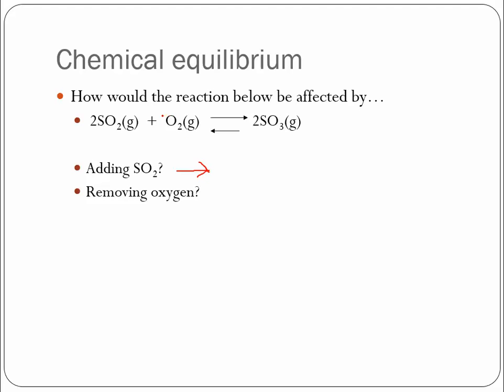Removing oxygen. If I remove oxygen, I need to make more oxygen. So the system's going to shift towards the side that I removed it from. That's going to cause a left shift. Adding SO3, if I have SO3, I have too much SO3. So the system's going to shift away from that side. That's going to be what we call a left shift. Again, just notice when we add something that's on one side of the reaction, it's going to shift it away from that side. If we remove something, it's going to shift it towards that side.